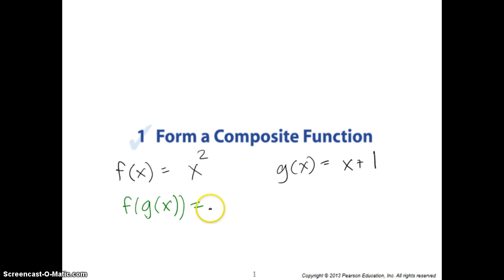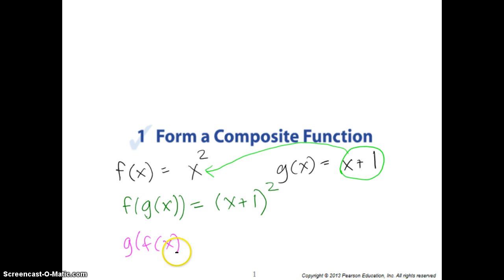So f of g of x would be saying (x plus 1) squared. We're taking the g of x and we're plugging it into the x in f of x. Do you see that? You could also write this as g of f of x. G of f of x, you're going to take the f of x function and plug it into the g function, into the x in the g function. So we would say x squared plus 1. We would take the f of x function and plug it into the x in the g of x function. So we're going to do a couple of exercises similar to that.